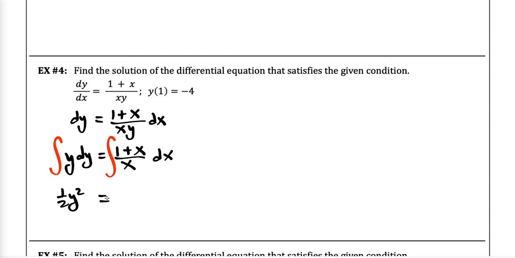Ryan, are you trying to answer? Yeah. Well, what would you do? I split up 1 over x and then x over x. So split up the numerator. Okay, that sounds like a good plan.